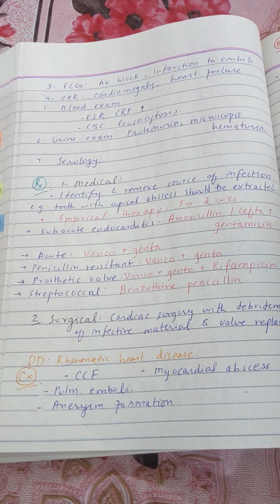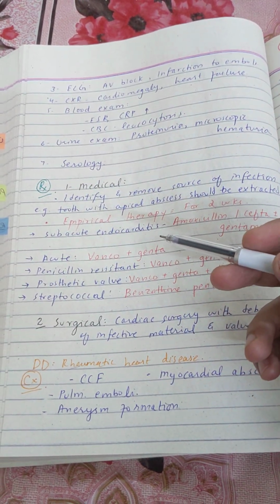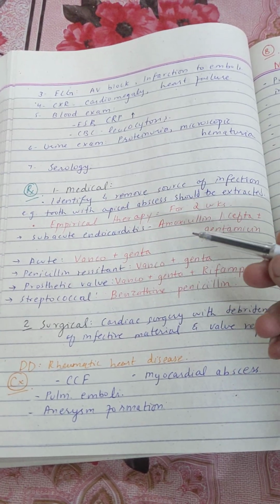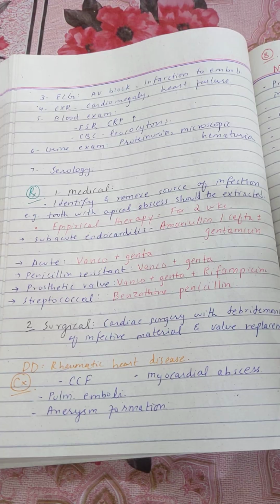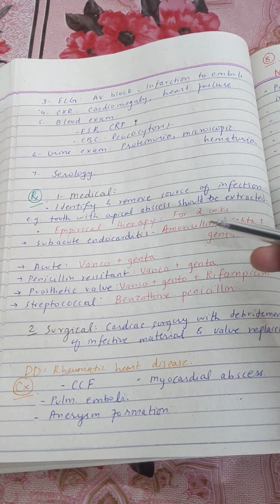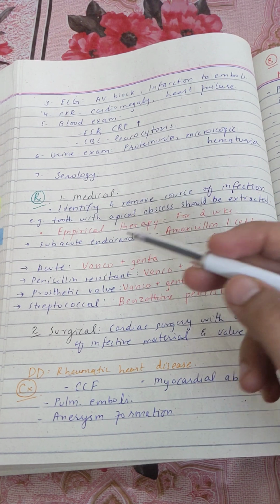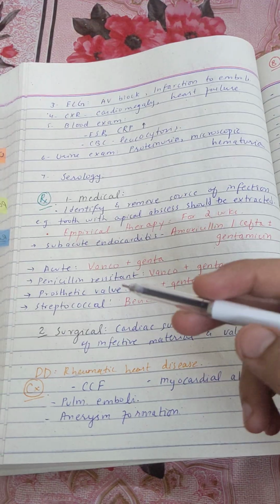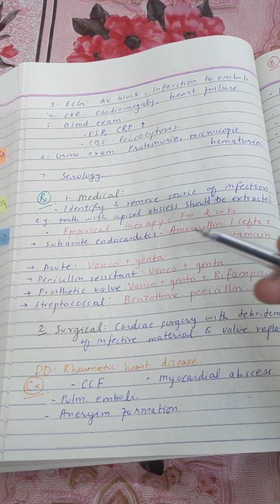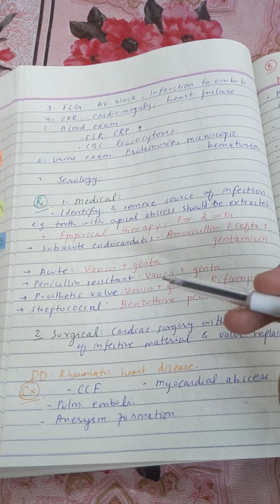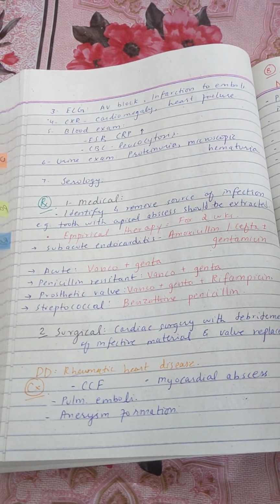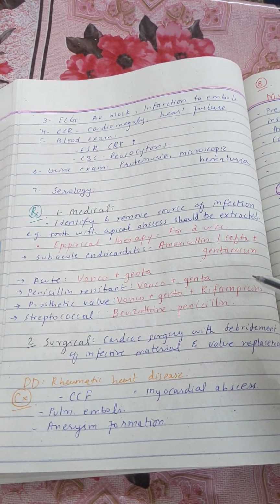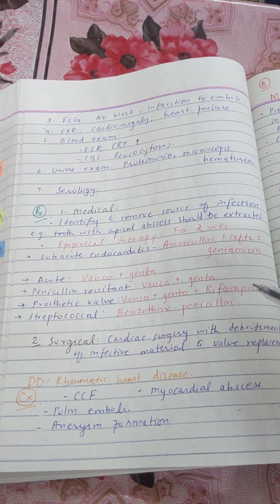And the choice of antibiotics for subacute endocarditis, because that is mostly caused by Staph aureus, include amoxicillin or ceftriaxone with or without gentamicin. So amoxicillin or ceftriaxone with or without gentamicin in case of subacute endocarditis. In case of acute endocarditis which is caused by strep viridans, the choice of antibiotic will be vancomycin and gentamicin. For penicillin resistant strains, we will give vancomycin plus gentamicin, and for patients having a prosthetic heart valve, we can give vancomycin plus gentamicin plus rifampicin. Rifampicin will be added in case of prosthetic heart valves.